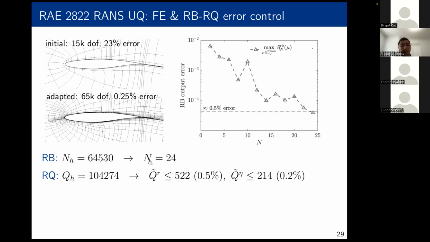Now, in terms of the ROM being generated, it ends up with 24 degrees of freedom. And then the quadrature points reduce from around 100,000 to about 500 for flow computations and 200 for the dual problem computation. And this is the greedy error convergence behavior over a fairly large training set.